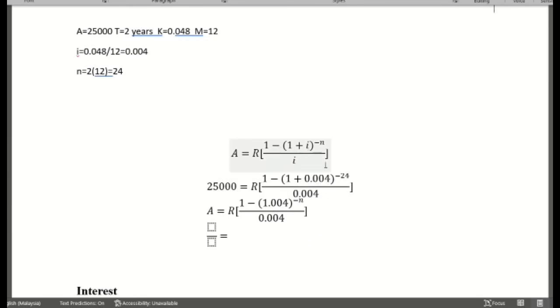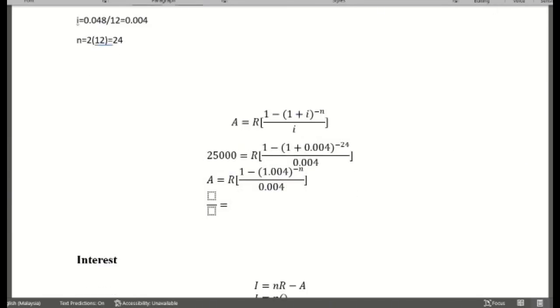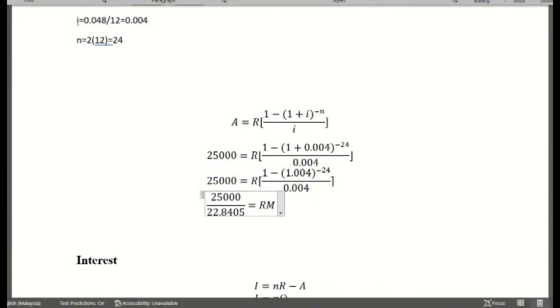So based on this formula, I already put some of the answer, and I solved these brackets here. 24 months, then we already have this. After we solve this bracket, the answer should be 25,000 divided by the bracket, which is 22.405. Then after that, we will get the answer of RM 1,094 and 55 cent. Then we need to find the interest.